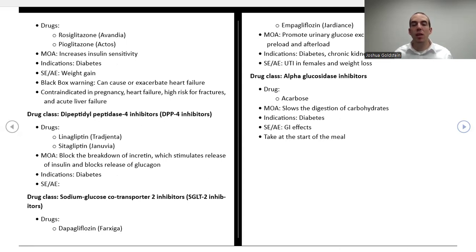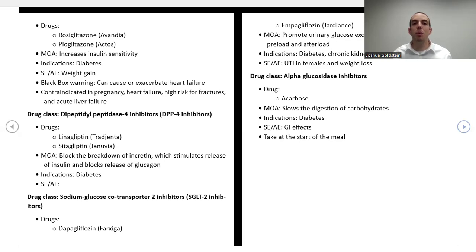It has a black box warning that it cannot be used in a patient that has heart failure because it can exacerbate it, and any patient who's at risk for developing heart failure also probably should not get it due to that risk. It does have a whole bunch of other contraindications, such as pregnancy, high risk for fractures, so let's say postmenopausal woman with osteoporosis, as well as acute liver failure.